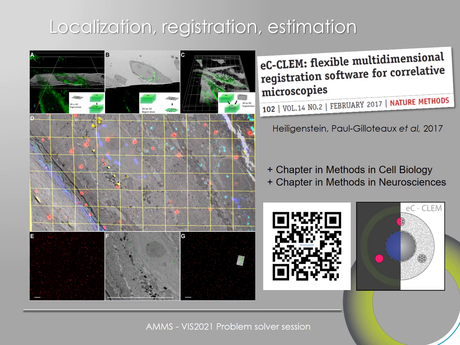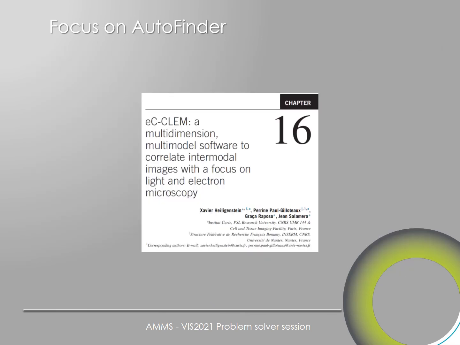So all of the points that I've just presented to you today were published in Nature Methods in February 2017. It was work that we did together with Perrine Paul-Gilloteaux. We also have a book chapter in Methods in Cell Biology and a book chapter in Methods in Neuroscience, presenting the software and how to use it in a more detailed way. So I'll refer you to this particular article and these book chapters, especially if you're interested in AutoFinder, where in this book chapter we detailed the AutoFinder function very precisely.